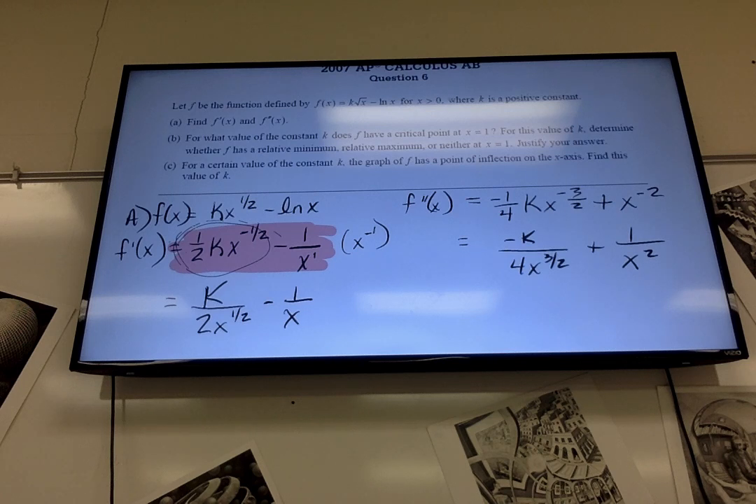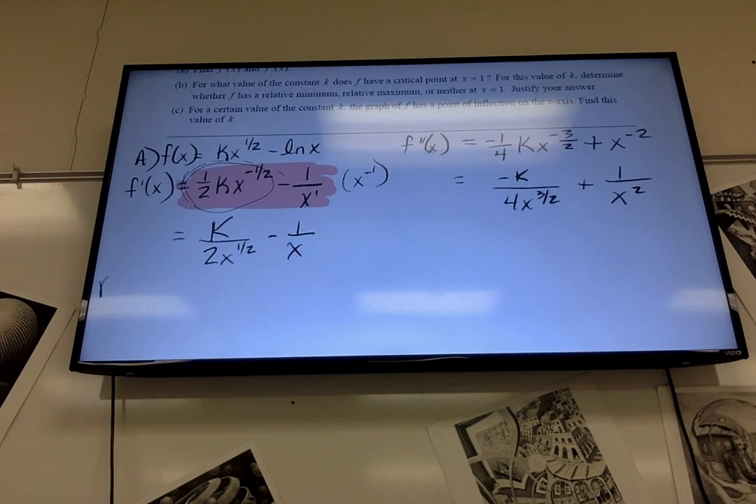Okay, was it B? A? Huh? That was A. That was A. All we had to do was find f prime and f double prime. No, B. For what value of the constant k does f have a critical point at x equals 1?